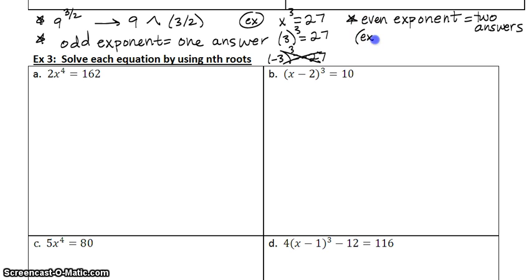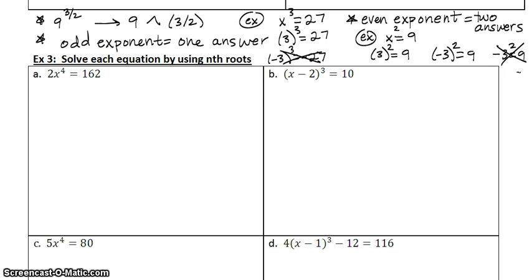For example, if I had x squared equals 9, I could either have 3 squared equals 9, or I could have negative 3 squared equals 9. And one more quick comment, you need to be careful in your calculator because negative 3 squared in parentheses is not the same thing as negative 3 squared without parentheses. It doesn't work. Try it if you want.